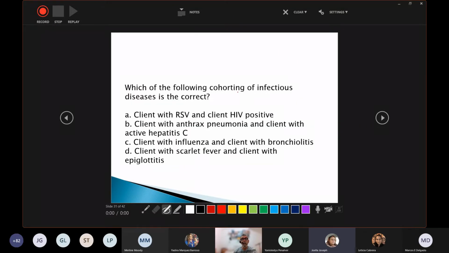Which of the following cohorting of infectious diseases is correct? So there are two clients in the same room, and you need to determine which one is correct. RSV with HIV, yes or no? No, because the RSV is going to be passed by contact to the HIV. It is contact, so it needs to be alone.